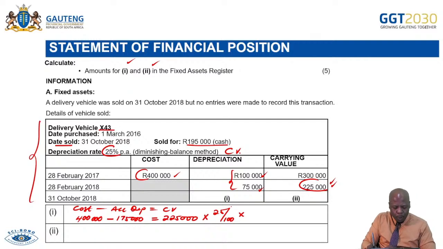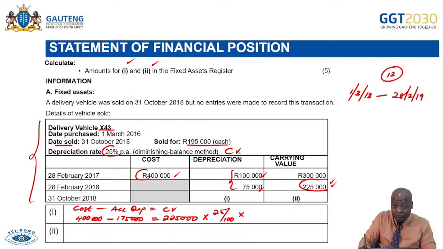Then I say multiply this. I want to know for how many months did I have this asset in this year before we disposed it. You understand that the financial period begins on the 1st of March, the year 2018, because it is ending on the 28th of February 2019. That is our financial period, 12 months. Now, this asset was disposed on the 31st of October. So you need to count from the 1st of March until the 31st of October.